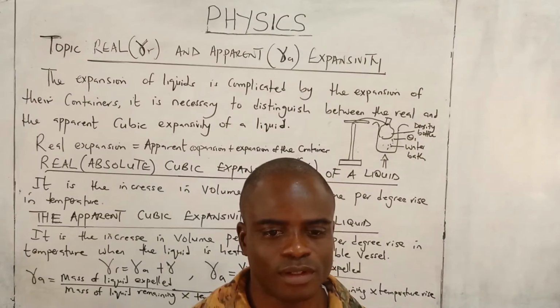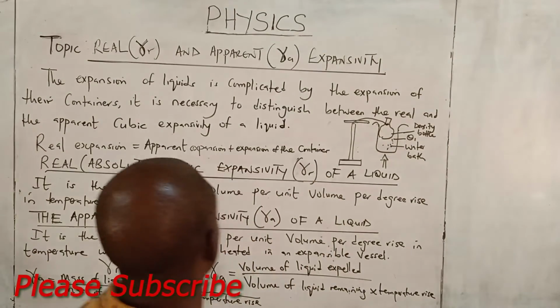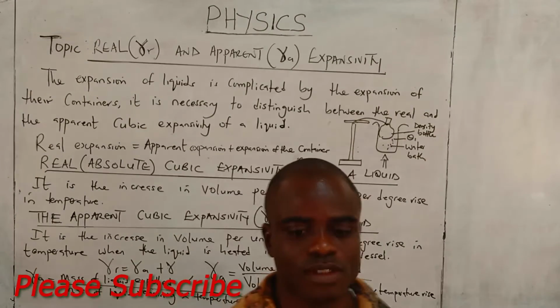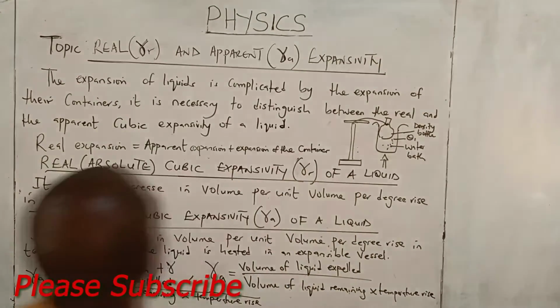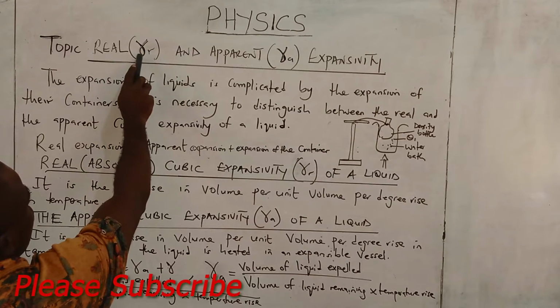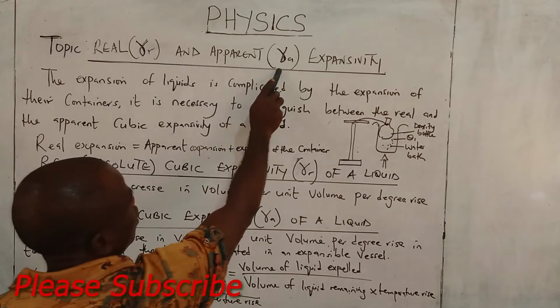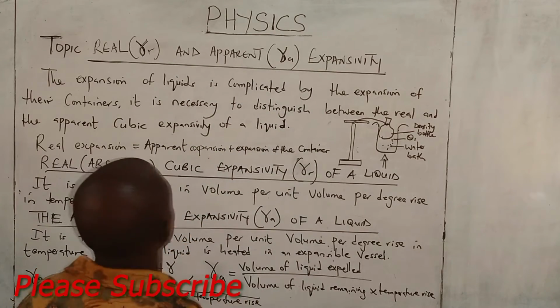Good day, students. The topic we are considering today is real and apparent expansivity. Now, what does it mean? Let's see. We use gamma R, small letter r, for real, and gamma A for apparent expansivity.